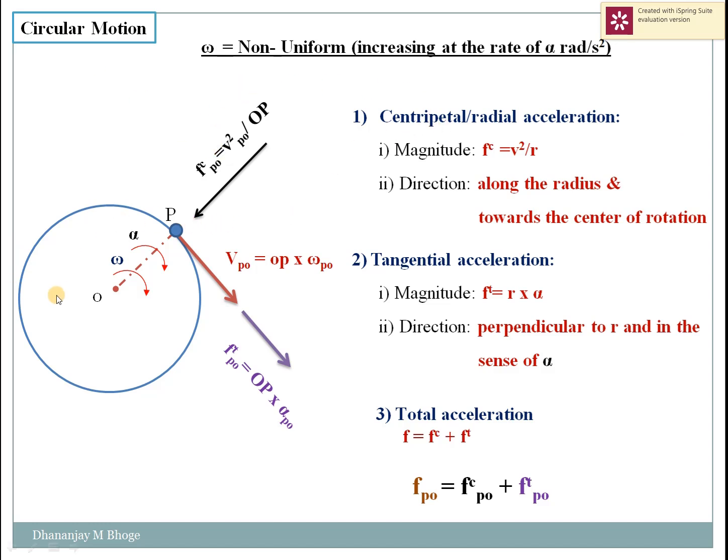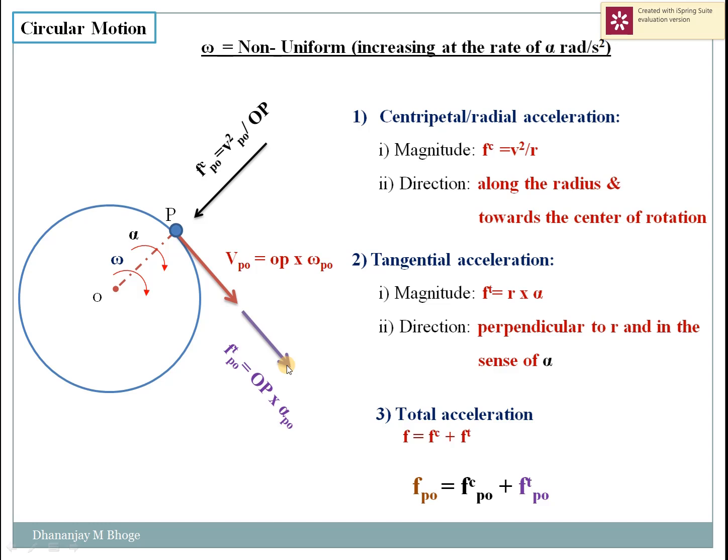So we know that for each and every particle in circular motion, there is one linear tangential velocity which is perpendicular to the radius of rotation, whose magnitude is equals to r into omega, as well as each particle in circular motion will have two components of accelerations if it is rotating with non-uniform speed. First component is centripetal component, whose magnitude is equals to v square upon r, and direction is always along the radius of rotation towards the center of rotation.